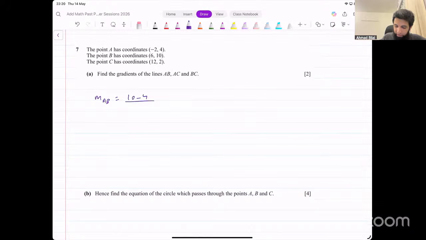10 minus 4 divided by 6 minus -2, that's 6 plus 2. That equals 6 over 8, which is 3 over 4, right? That's the first gradient. Let me just check my working again. 10 minus 4 divided by 6 plus 2. Okay. That's one gradient. Then AC, let's find that. AC, that is 2 minus 4 divided by 12 minus -2, that's 12 plus 2. And that becomes -2 over 14, which is -1 over 7.